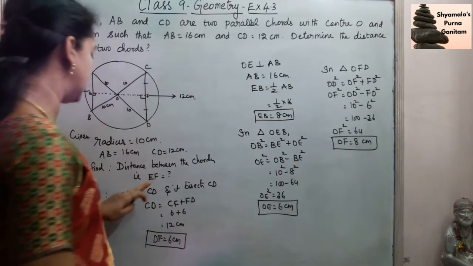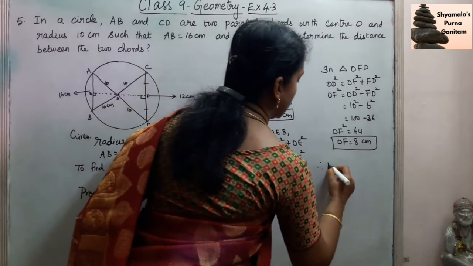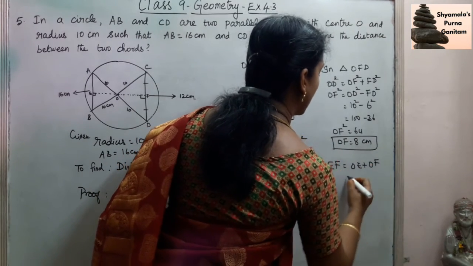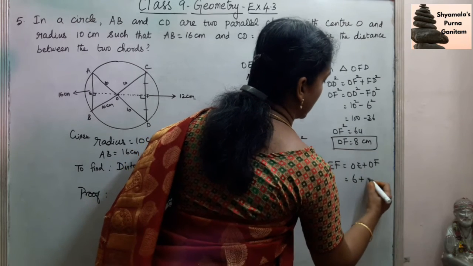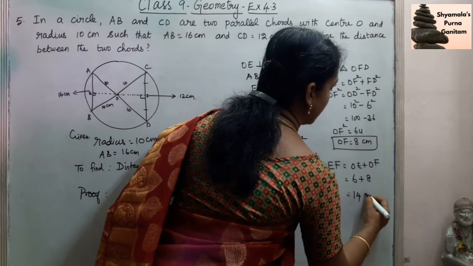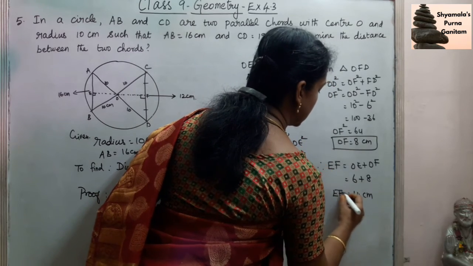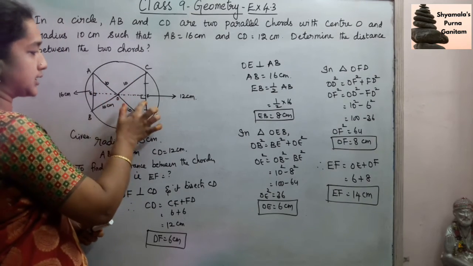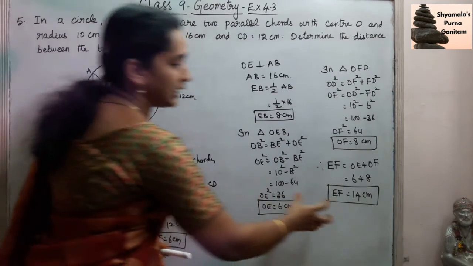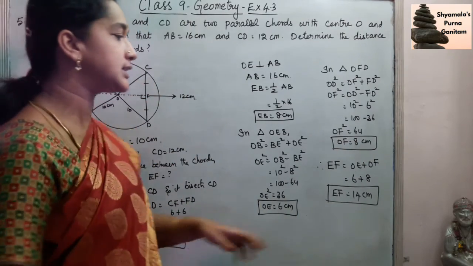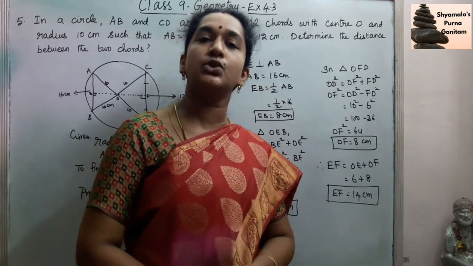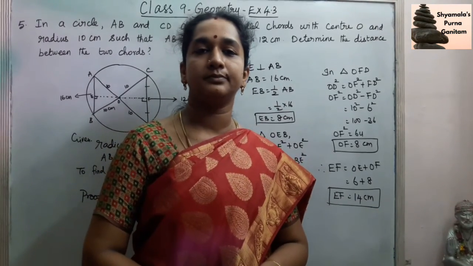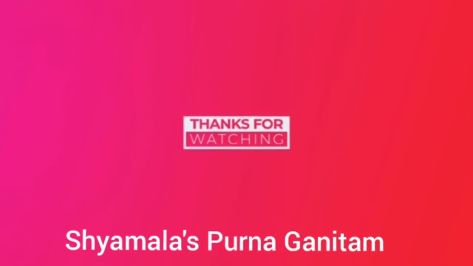We are asked to find the length of EF. Therefore, EF is equal to OE plus OF. OE is 6 centimeter and OF is 8 centimeter, so the length of EF is 14 centimeter. That is only what we are asked to find, the distance between the two chords. The distance between the two chords is nothing but EF, so we got the length of EF as 14 centimeter. We are using properties of the circle to find this length. Okay, thank you.